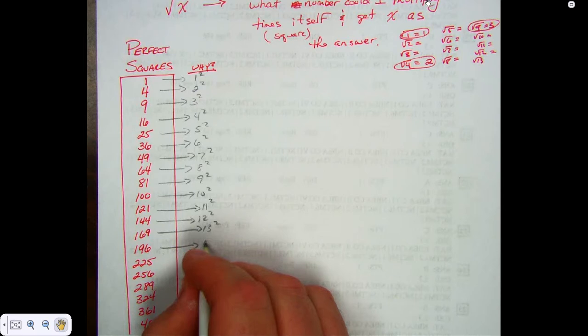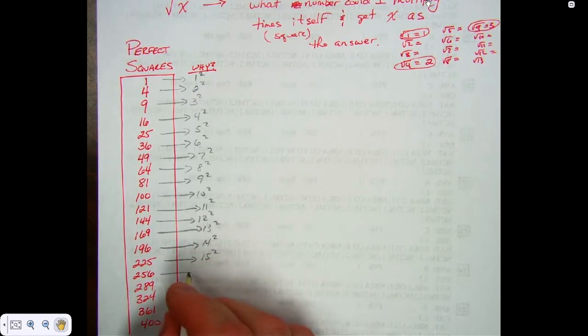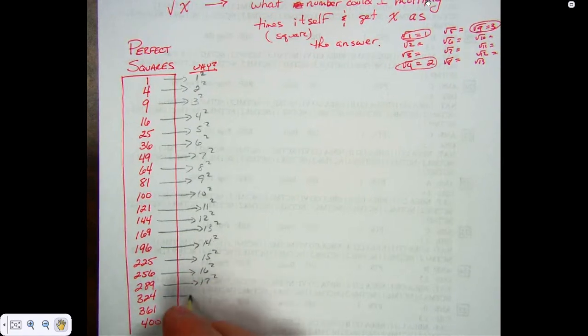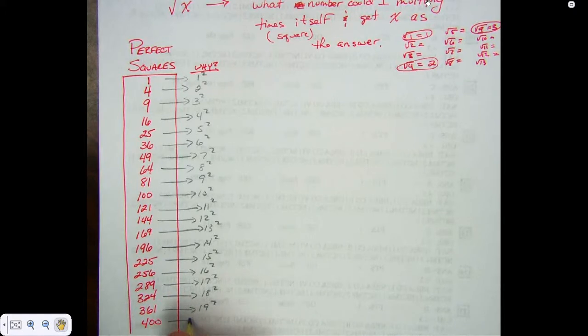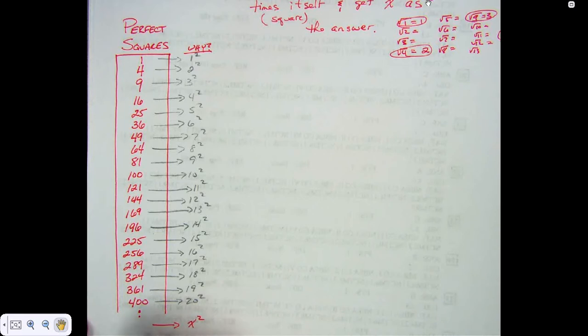Oh, I see the pattern now. Yep. Okay. See the pattern? And basically, it's going to go on forever and ever. And each time, just whatever x squared is, that's what your perfect square is going to be, isn't it? Anytime you put a number in there and you square it, it's a perfect square, isn't it?